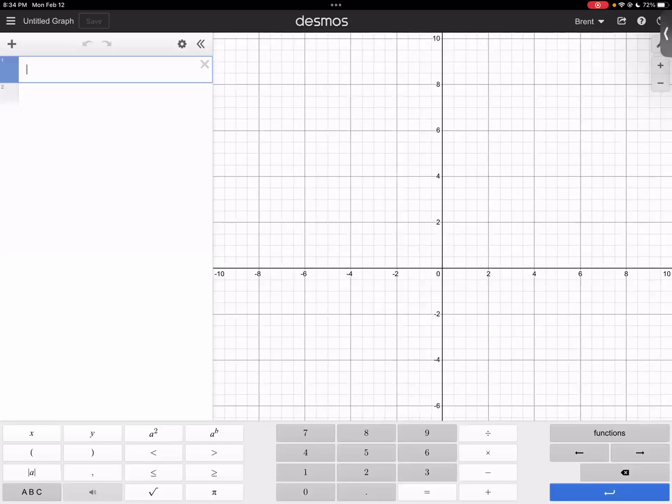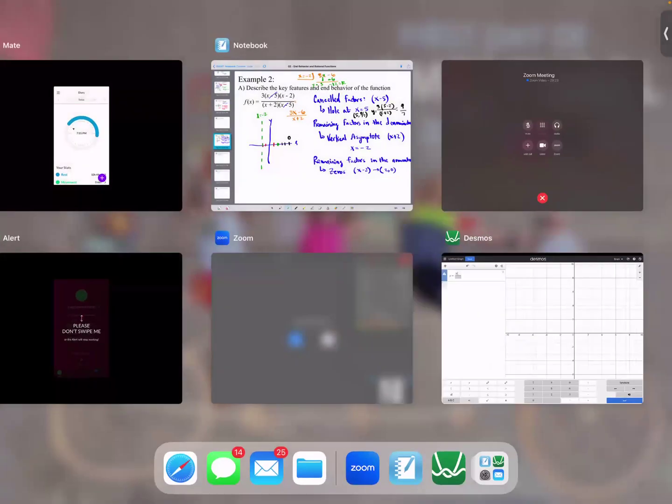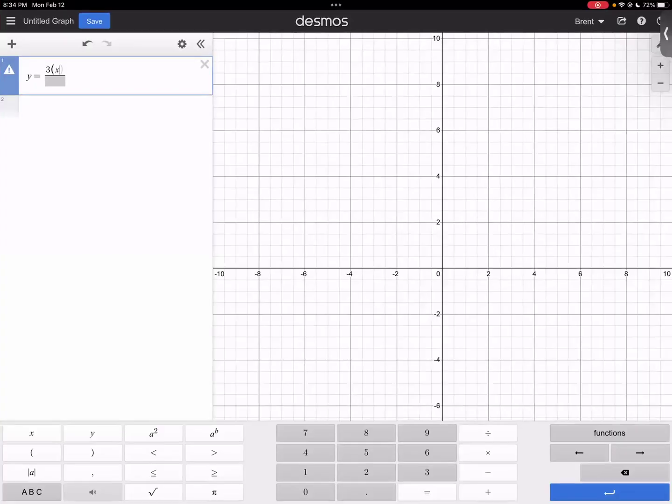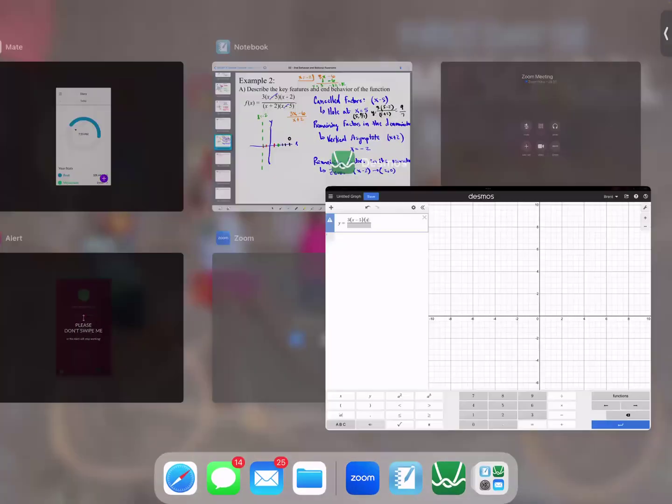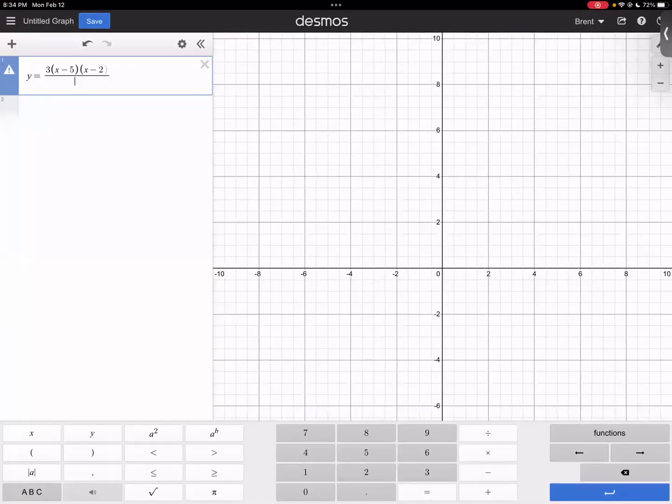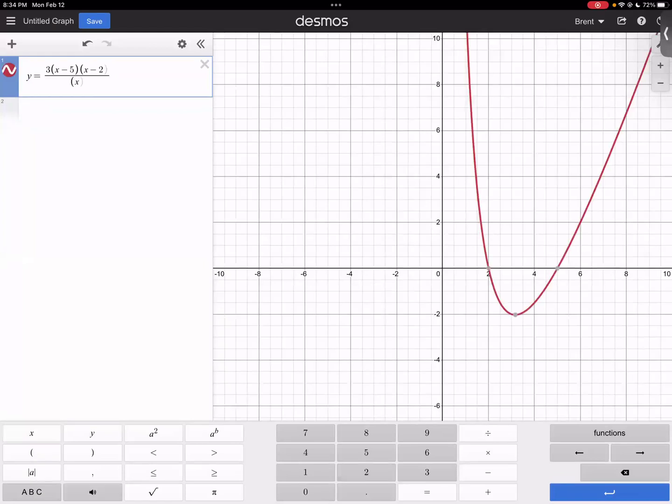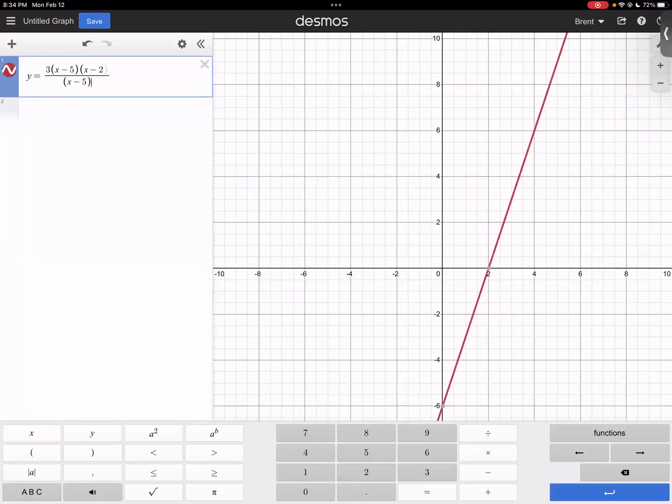This picture we had, what was it? y equals 3 parentheses. Was it x minus 5? Okay, x minus 5 and x plus 2, and -2 in the numerator. Let's see here. -2 in the numerator divided by x minus 5 and x plus 2.